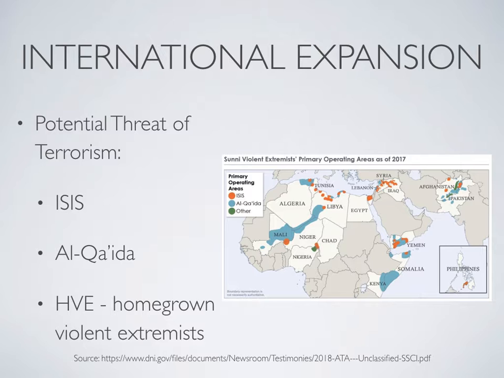International expansion and the potential threat of terrorism. Of course, the main three hitters there are ISIS, Al-Qaeda, and HVE, which is homegrown violent extremists. You can see in this picture the actual areas where they're primarily operating. So if Starbucks was to go into those areas, they would want to take note of that and beware of any possible terrorism.